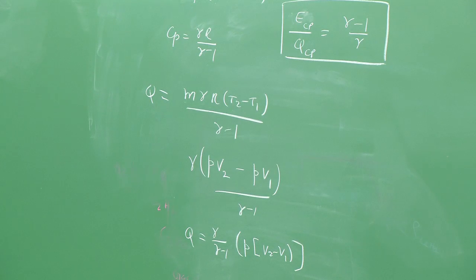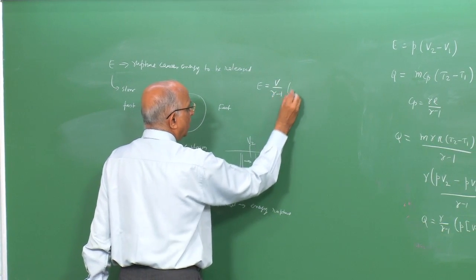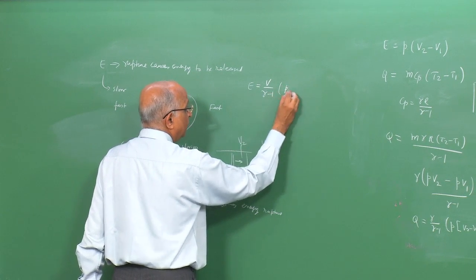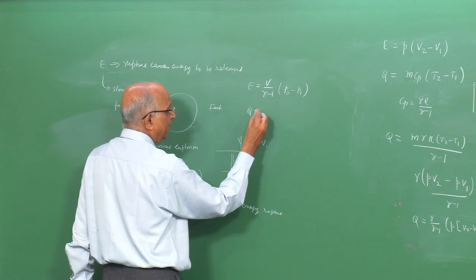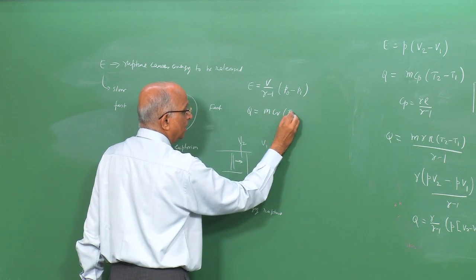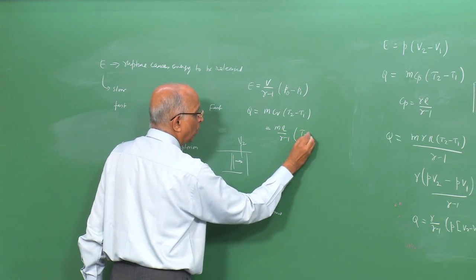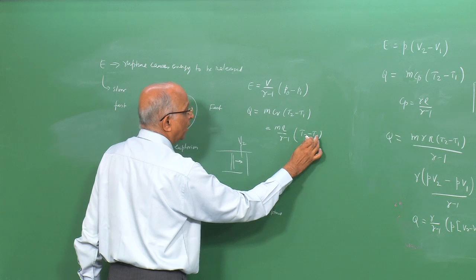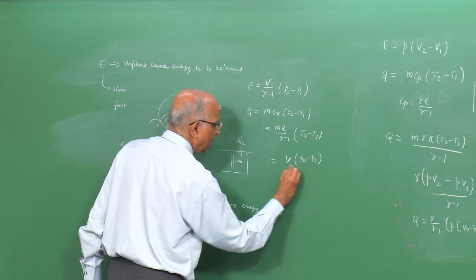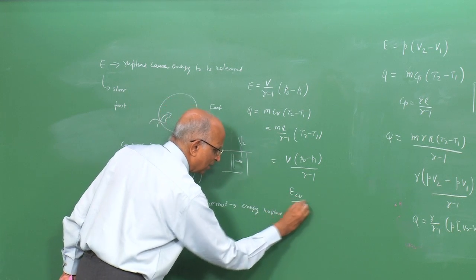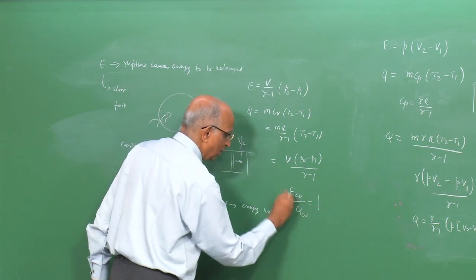If I do the same thing for a constant volume explosion, we found that the energy released is equal to V into P0 minus P1, divided by gamma minus 1, where P1 is the ambient pressure. The heat supplied is M Cv into T2 minus T1, which I can write as MR divided by gamma minus 1 into T2 minus T1. Writing MRT2 and MRT1 as P0V and P1V, I get V into P0 minus P1 divided by gamma minus 1. Therefore, for a constant volume, the energy release divided by the thermal energy required is the same expression, and it is equal to 1.